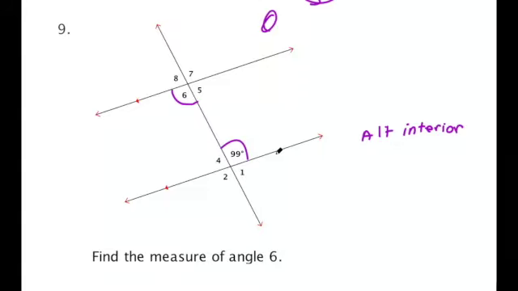They're both the obtuse. So if this one is 99, then this one is also going to be 99. Alternate interior angles are congruent. Corresponding angles are congruent. Alternate interior angles are congruent. So we'd come over here and say 99 is the answer.